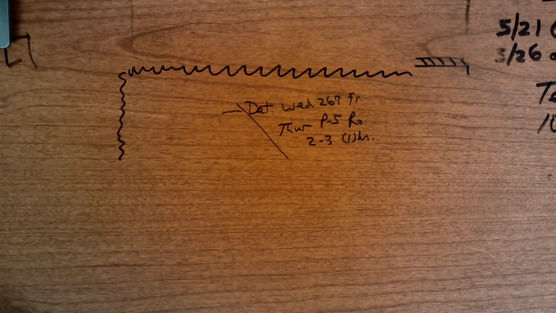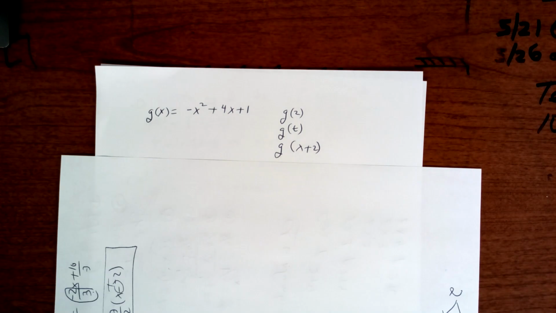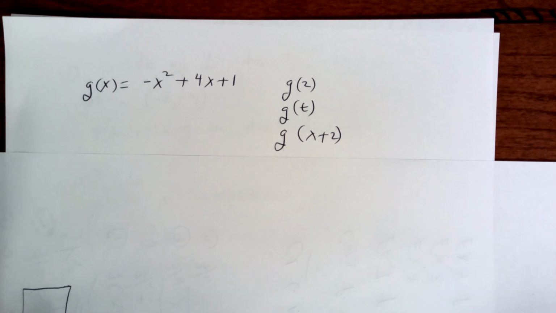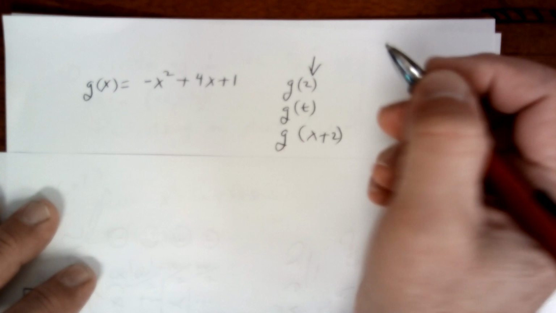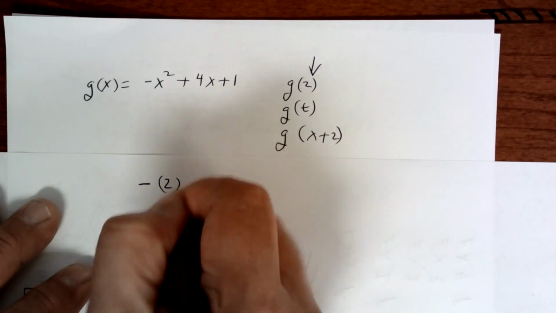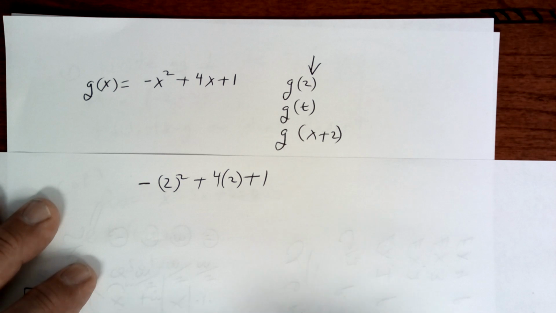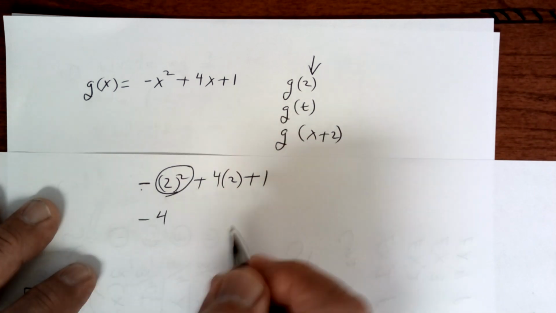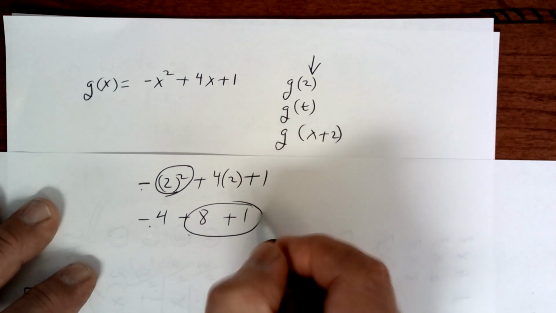Copy down this problem right here. Okay, so this is the function right here. And by the way, these are in your book if you need to look at them. What you're going to do is just substitute an x as 2. So you're going to have negative 2 squared plus 4 times 2 plus 1. Now this is 2 times 2. The negative is not squared, so that's a negative 4 plus 8 plus 1. This is 9 minus 4, which gives you 5.